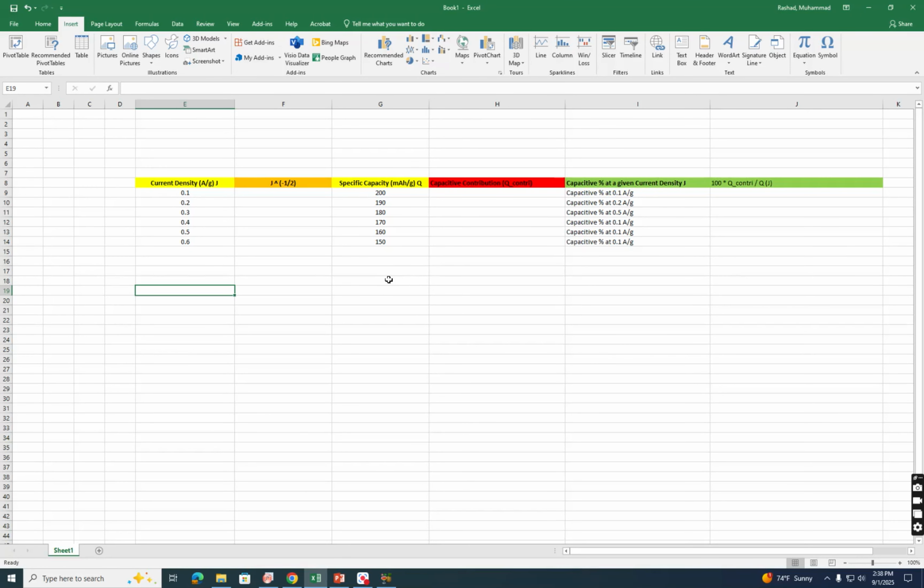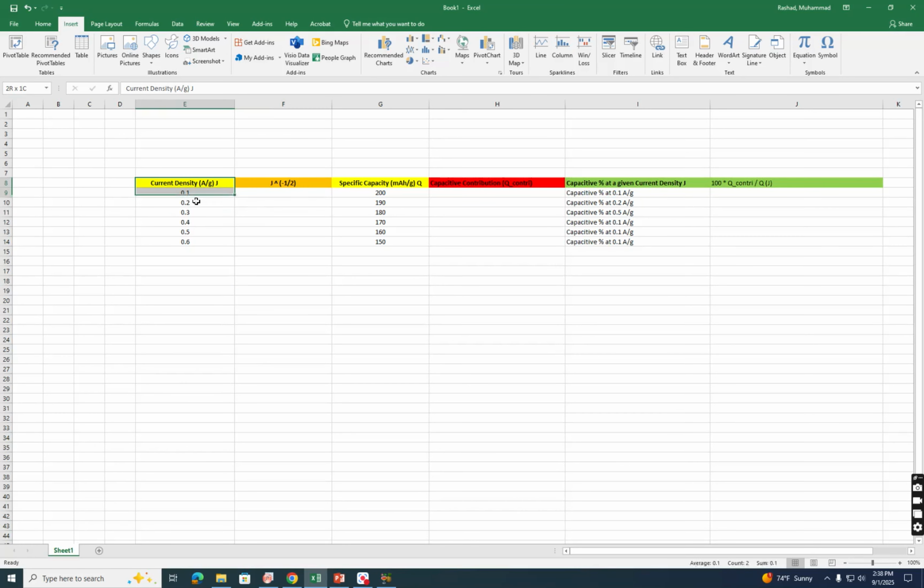So we can do it using very simple steps. First we need to get 1 over the square root of current density. Then we plot a graph between this and the specific capacity, and we get the intercept of this linear fitting, which will be known as the capacitive contribution, and we can use that to calculate the capacitive percentage at specific current densities.